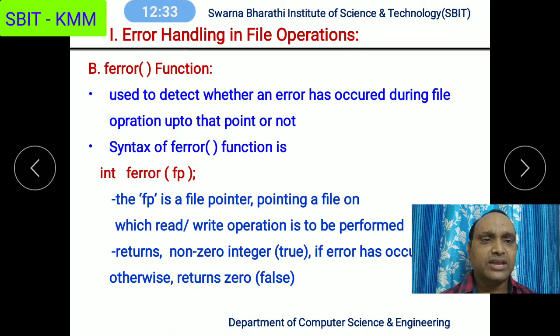If the ferror function returns a zero value, it should be understood that we have performed our operations exceedingly well on the files. No error has taken place up to that point. So therefore we can continue our operation on the file. That is how we can use the ferror function to check whether errors have been generated or not while performing operations on the files. Not only these two functions, feof and ferror.